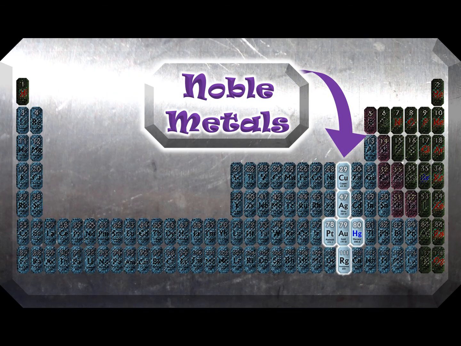Within the transition metals, there is a smaller group. This one is often omitted from chemistry instruction, but I think it's very important to understand this grouping, including copper, silver, gold, platinum, mercury. These elements are called the noble metals. These are the original nobles of the periodic table.